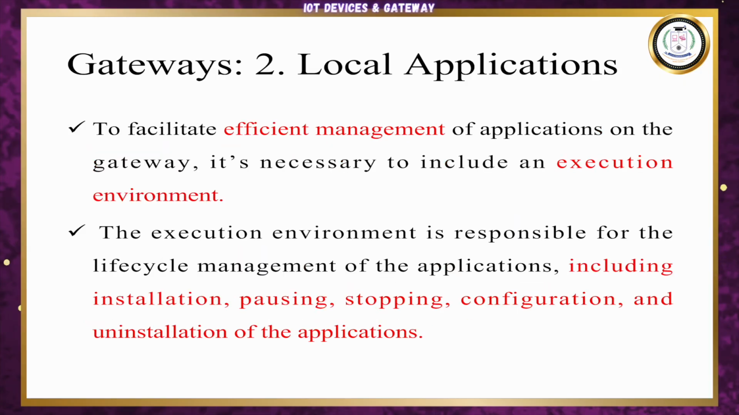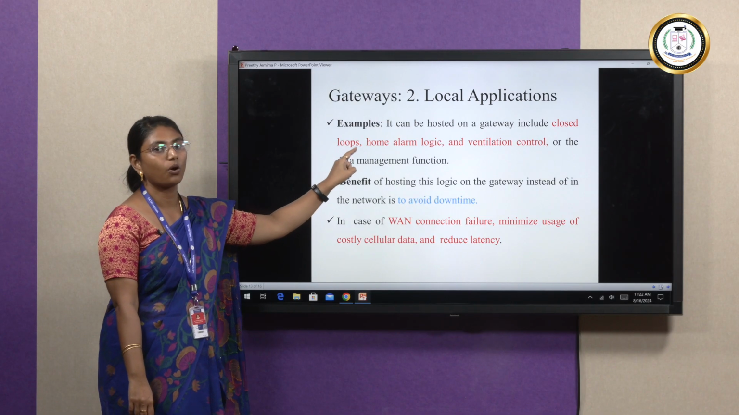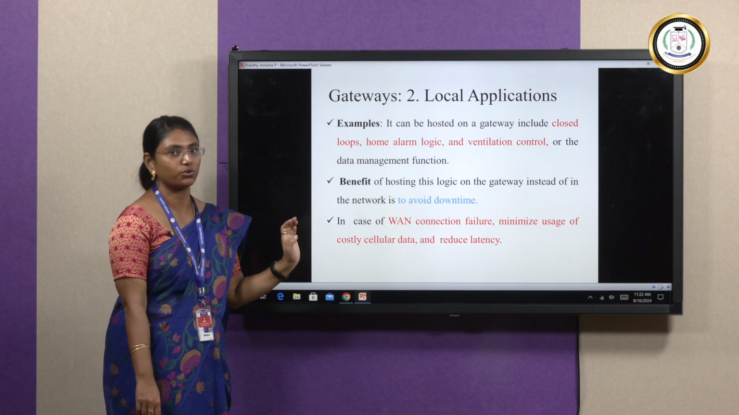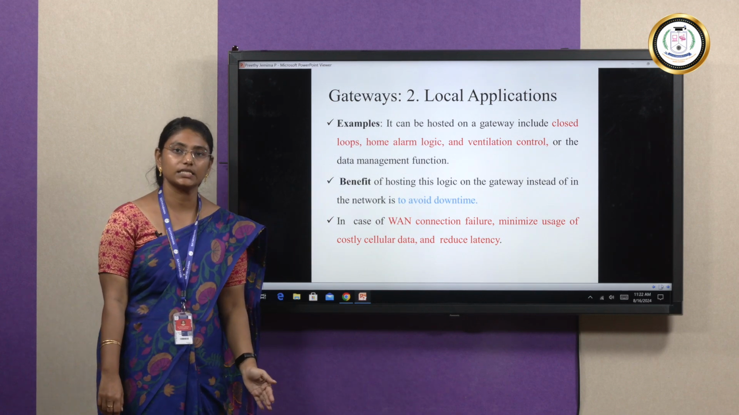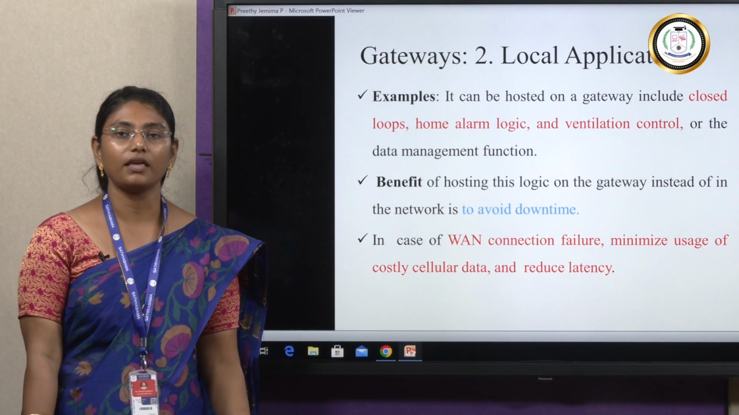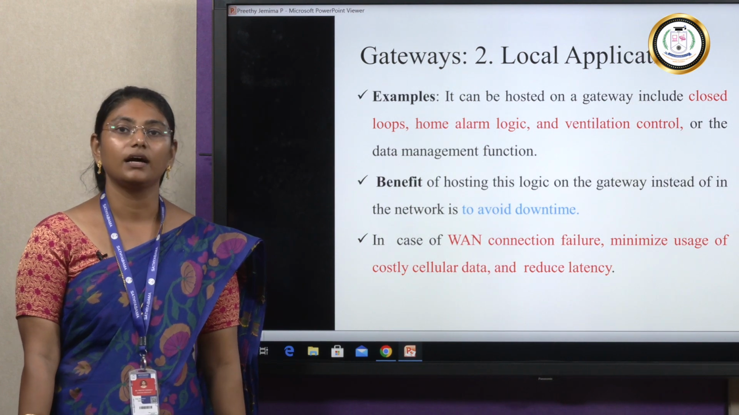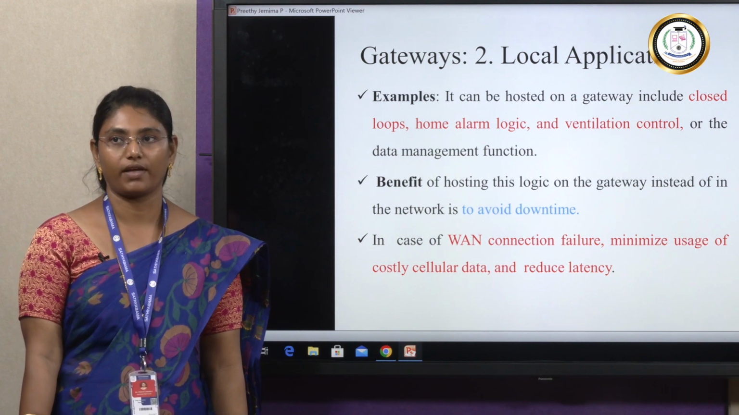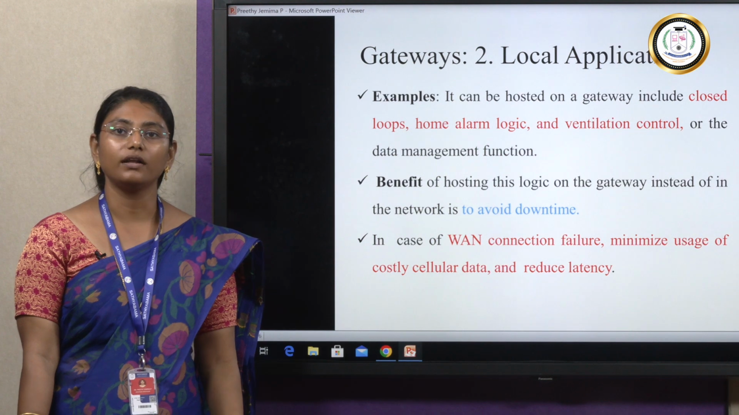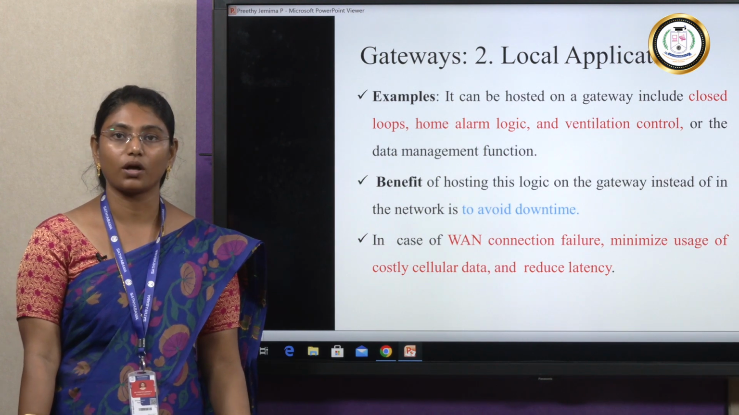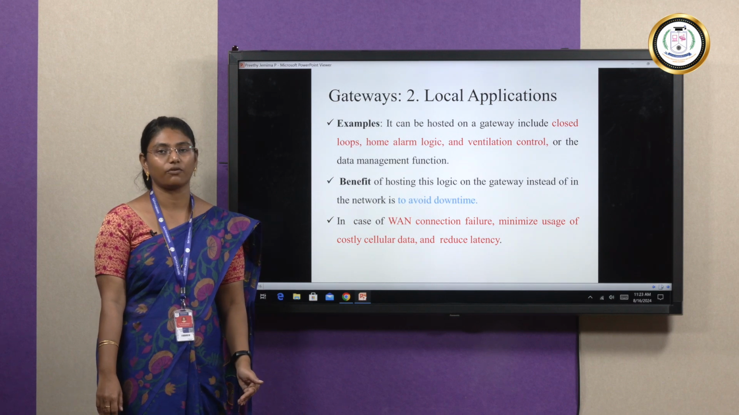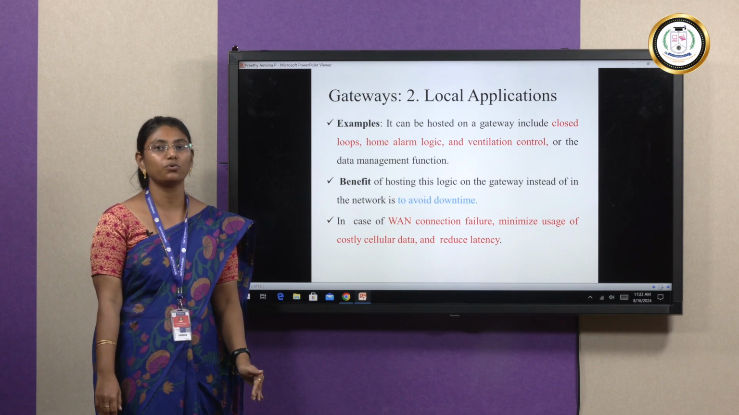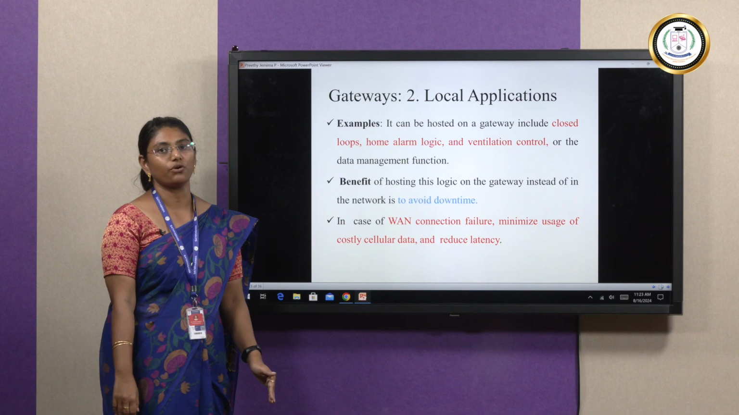Second one is the local applications. Here you see the gateway includes closed loops, home alarm logics and ventilation control along with data management. The benefits, why you run this gateway, is that if you make use of a network, there can be downtime. Suppose there is a network failure in the WAN communication, or you have to run after costly networks. These things can be avoided, and low latency is mostly achieved. That is the reason you make use of gateways instead of networks.